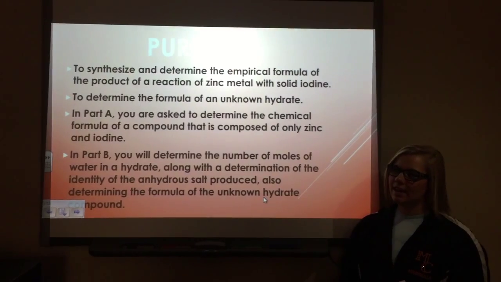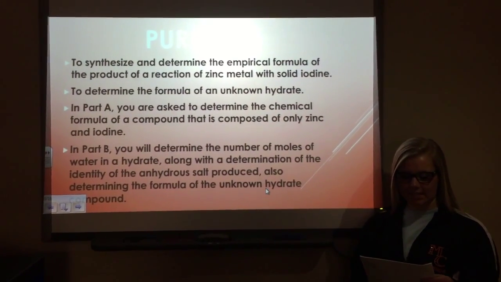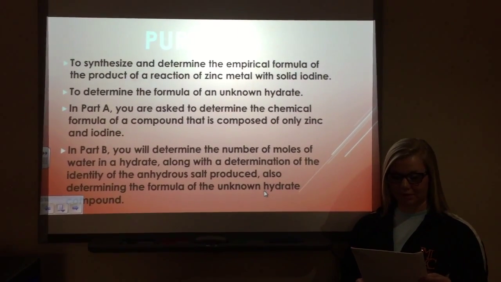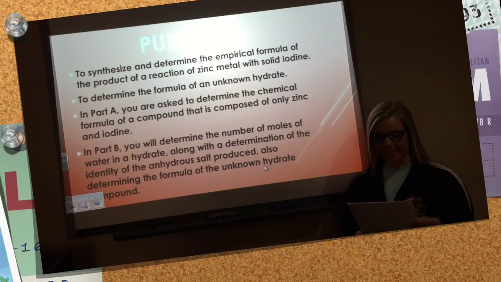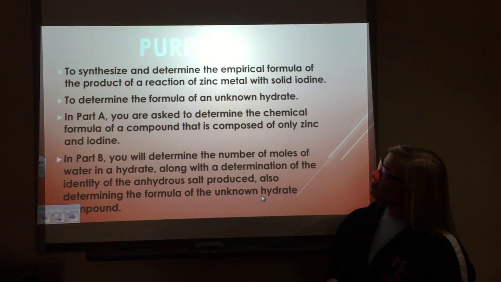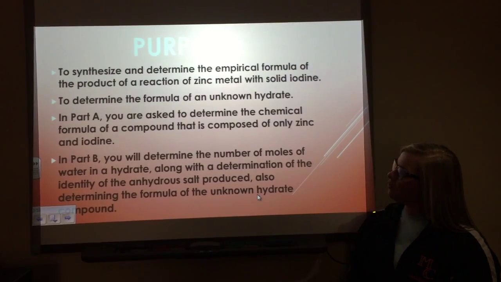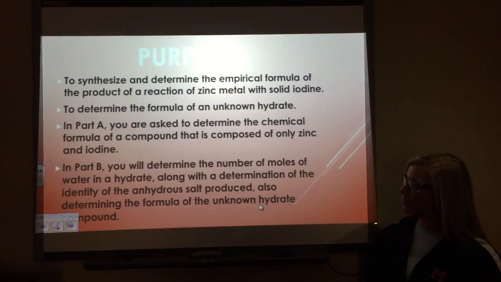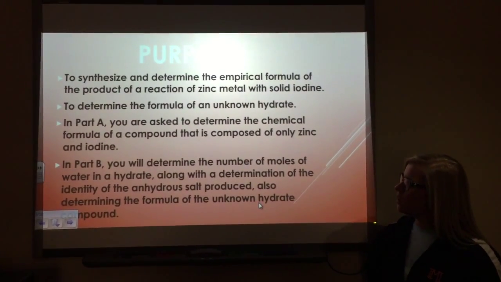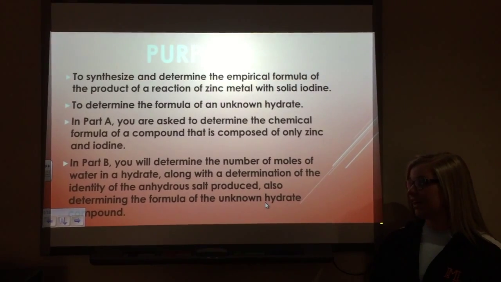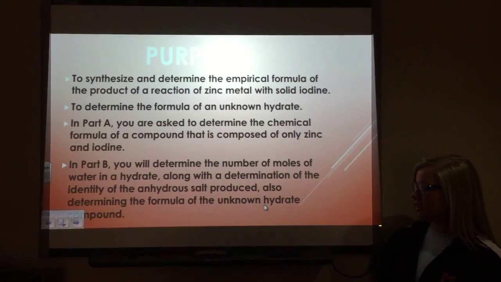Now for the purpose. The main objective is to synthesize and determine the empirical formula of the product of a reaction of zinc metal with solid iodine, and to determine the formula of an unknown hydrate. In Part A, you are asked to determine the chemical formula of a compound that is composed of only zinc and iodine. And in Part B, you will determine the number of moles of water in a hydrate, along with the determination of the identity of the anhydrous salt produced. Also, the formula of the unknown hydrate compound.